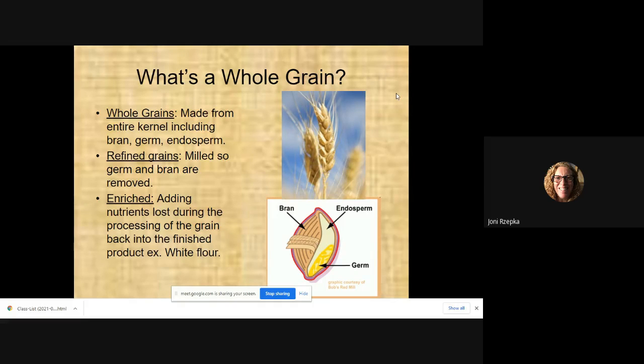Now in class, in person, I went out and bought a bunch of the grains that we're going to talk about, and I showed them and passed them around in class. So unfortunately, you guys won't be able to see that. But if one of them piques your interest or you're curious of ones that you've not heard before, you can always look them up.